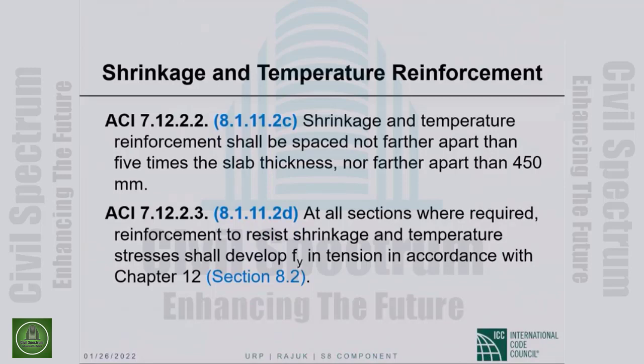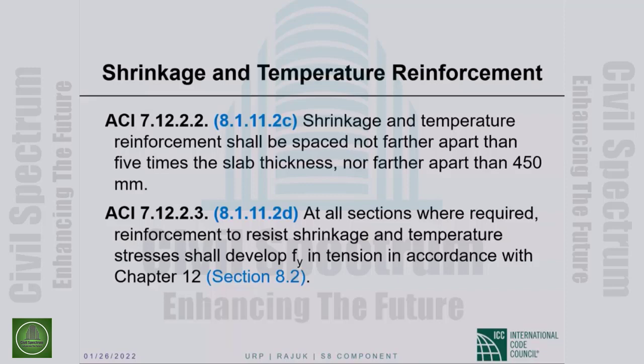Shrinkage and temperature reinforcement shall be spaced not further apart than 5 times the slab thickness, nor further apart than 450 millimeters. We saw limitations on spacing of longitudinal reinforcement in slabs and things. Those are flexural reinforcement. If it is just shrinkage reinforcement, then the spacing limit is very liberal, 5 times the thickness or 450 millimeters, whichever is the smaller of the two.